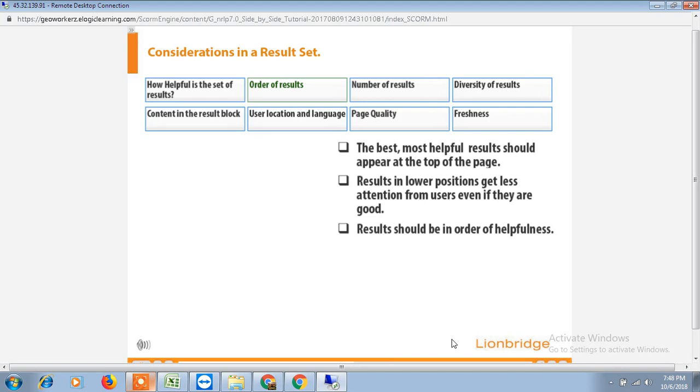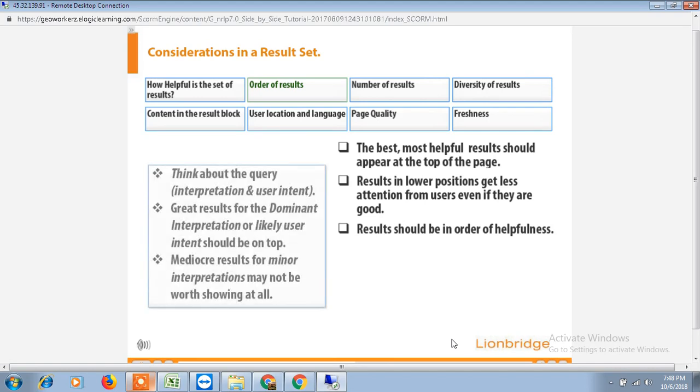Think about the query interpretation and user intent. Really great results for dominant interpretations or likely user intents should be at the top. Mediocre or average results for a minor interpretation may not be worth showing at all.